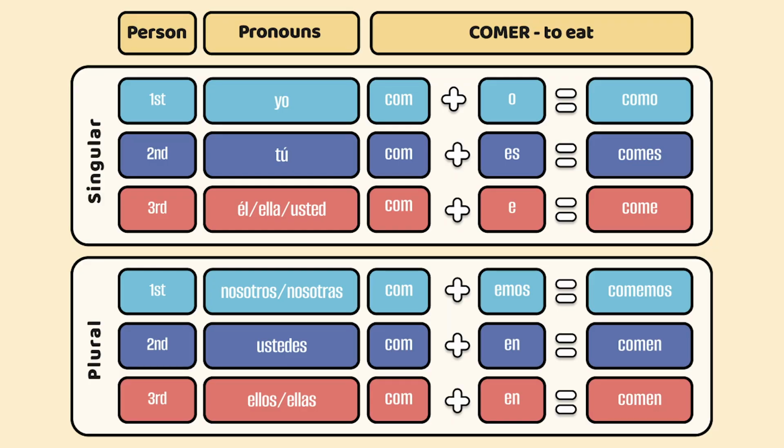So to say I eat, we would say yo como. You eat, tú comes. He, she eats, él, ella, usted come. We eat, nosotros, nosotras comemos. Y'all eat, ustedes comen. They eat, ellos, ellas comen.